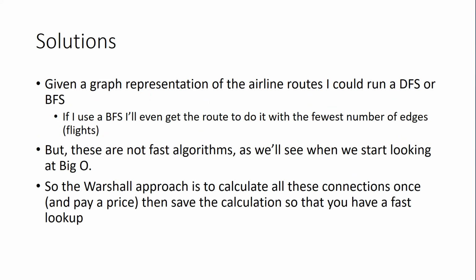Solutions. Given a graph representation of the airline routes, I could run a DFS or a BFS. And if I use a BFS, I'll even get the route with the fewest number of edges or flights. But these are not fast algorithms, as we'll see when we start looking at the big O. So if I have to run a DFS or a BFS every time I have one of these questions, I'm going to consume some computer time. So the Warshall approach is to calculate all these connections once and pay a bit of a price, as we'll see, and then save the calculation in such a way that we have a fast lookup.